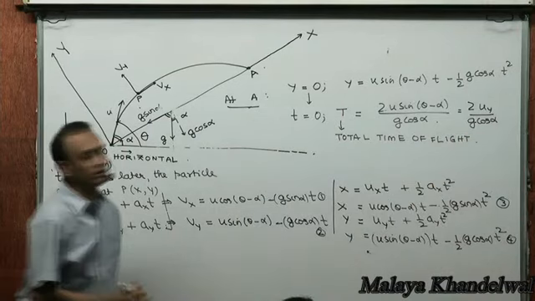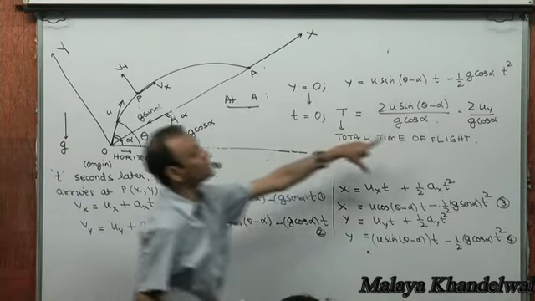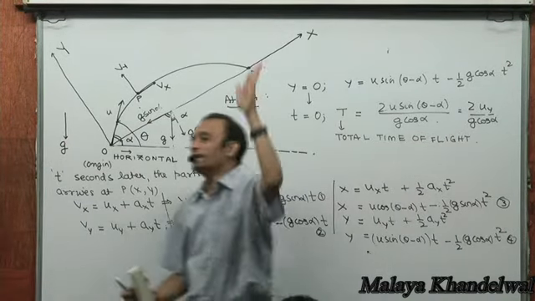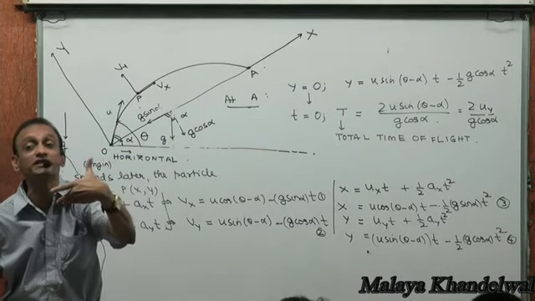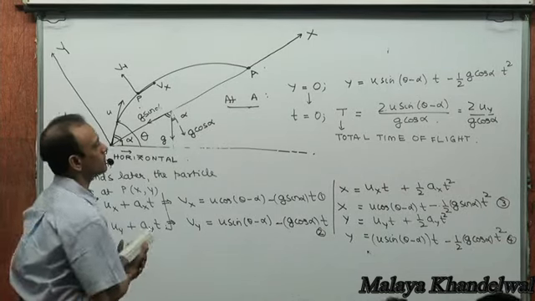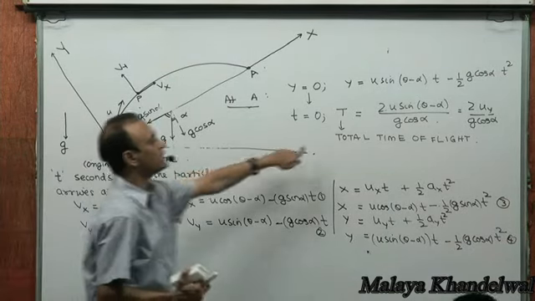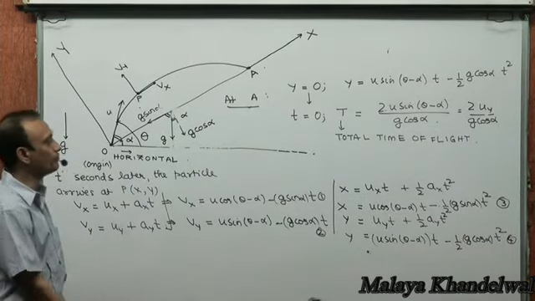This is the time taken to hit the plane again: twice the initial velocity perpendicular to the plane divided by acceleration g cos alpha, which is also the acceleration perpendicular to the plane. That's the total time of flight.